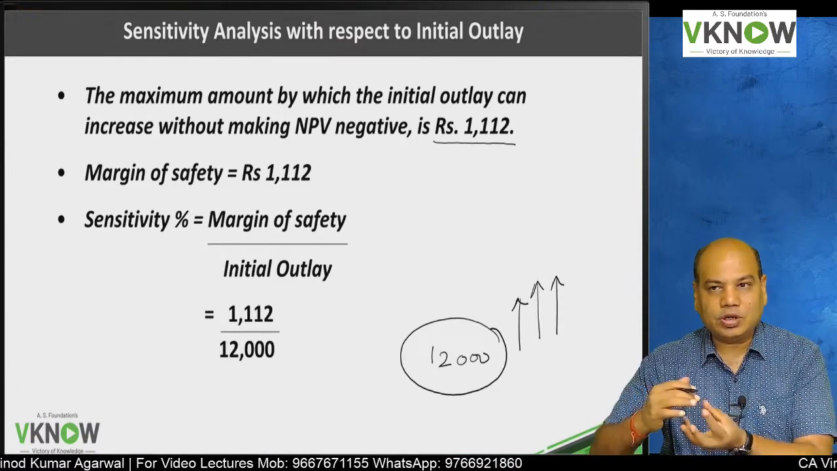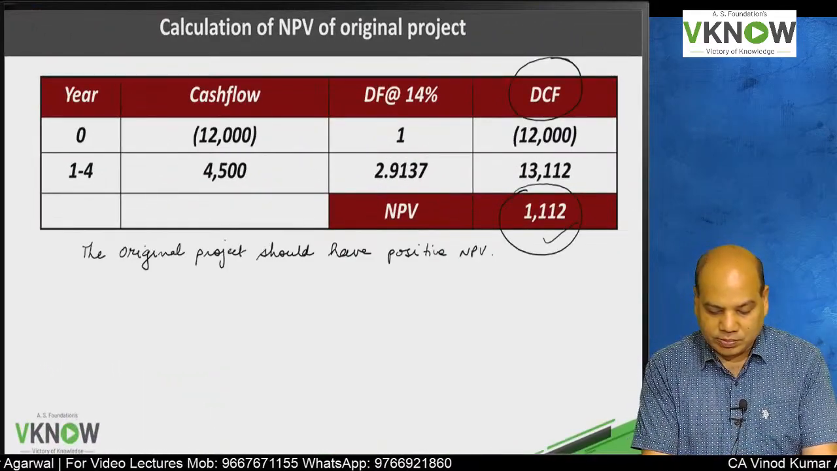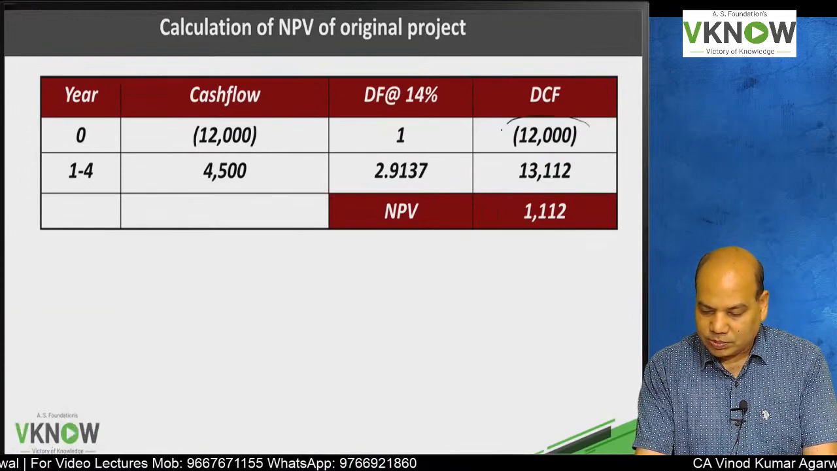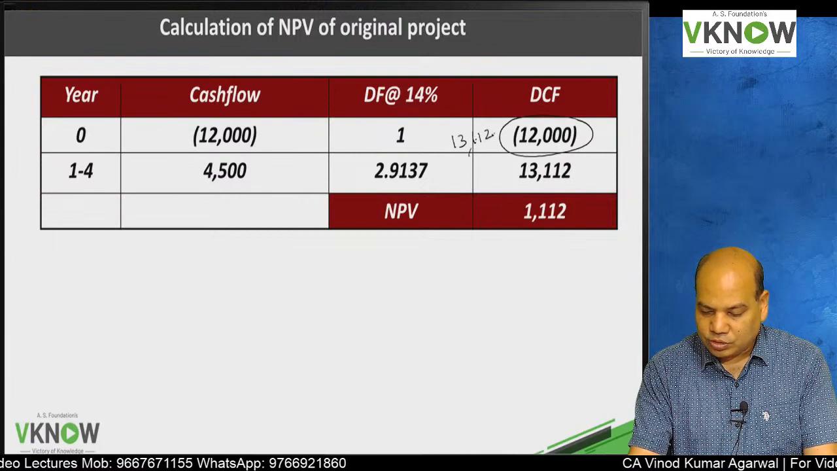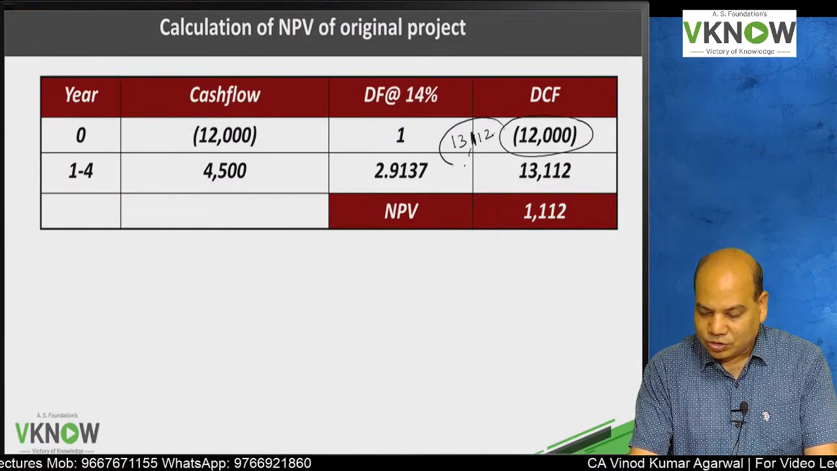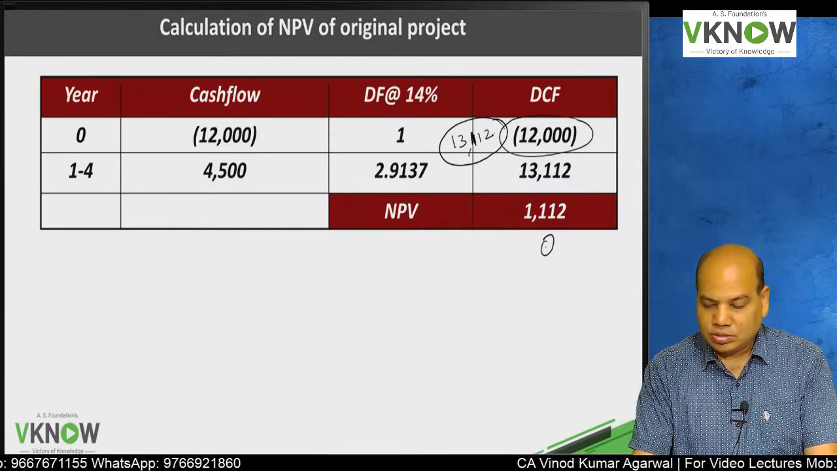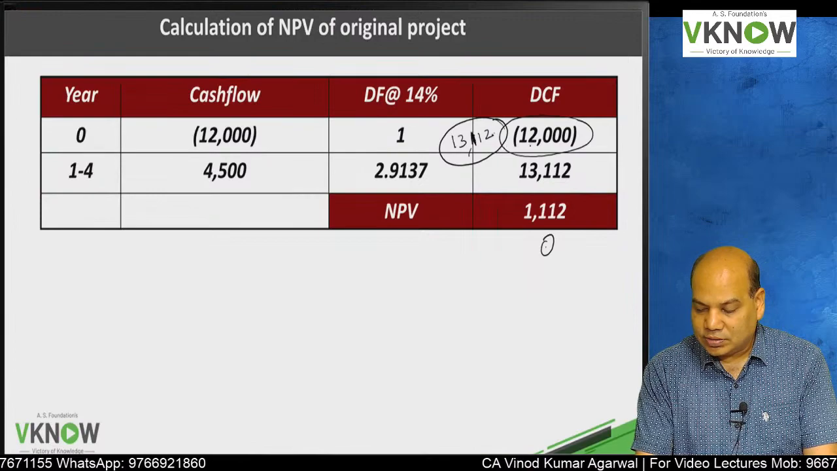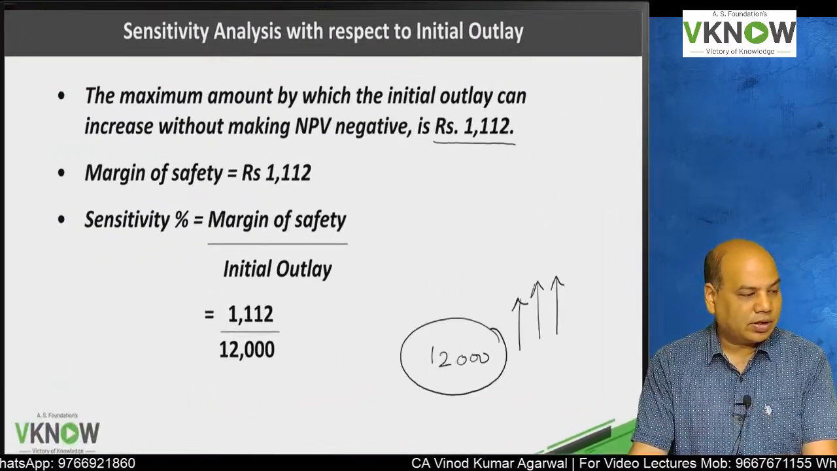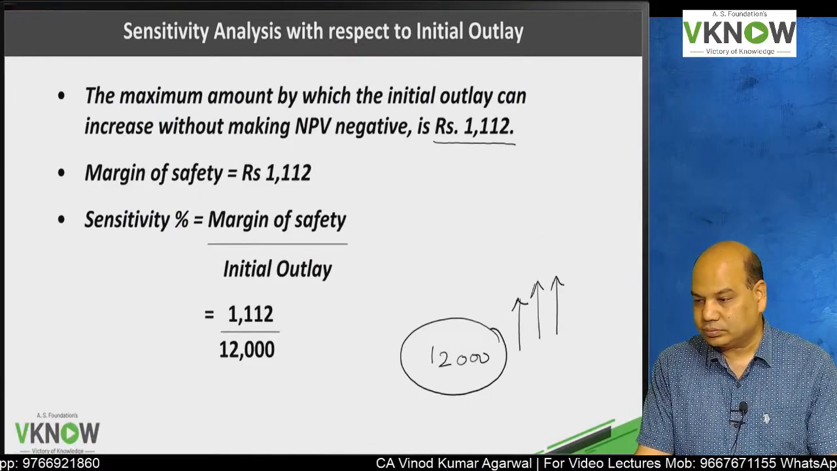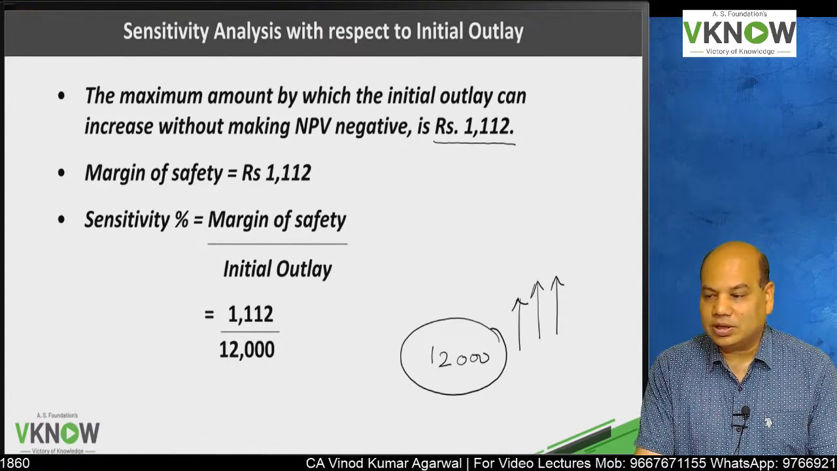1,112. Even if the cost of the project, I'll go to the previous slide, even if the cost of the project suppose rises to 13,112, you don't have to do anything, you have to just observe. If this goes to 13,112, my NPV will become 0. So my margin of safety is 1,112. Even if cost rises by 1,112, I am still okay with that. My NPV will not become negative.